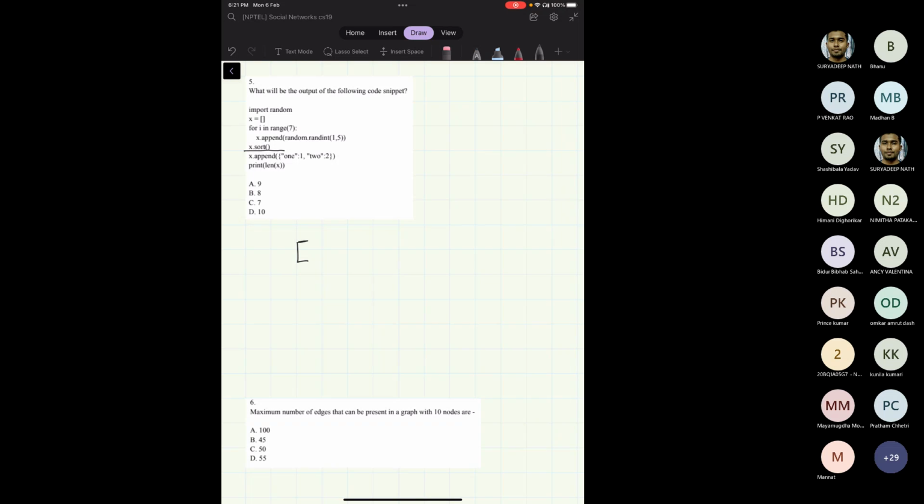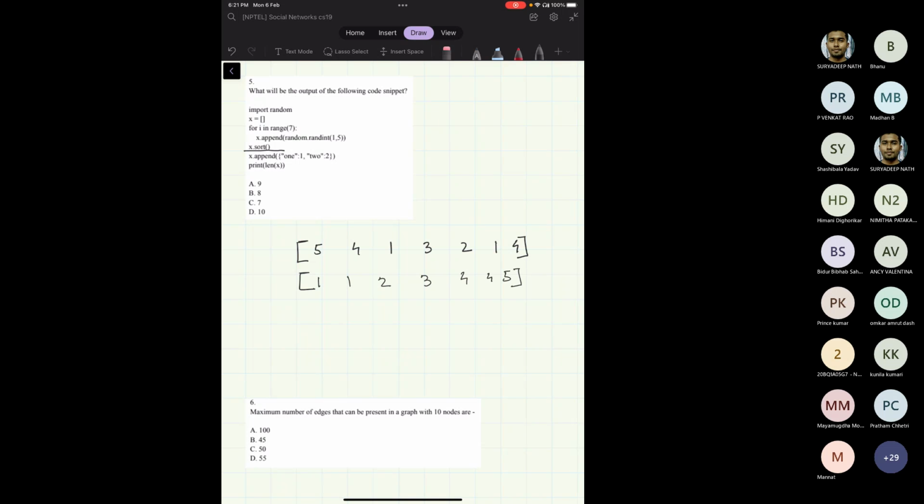Okay, so it could be 5, 4, 1, 3, 2, 1, 4. So these are the 7. This is the list that you get till this sort statement is executed, and then you sort it. So on sorting, it will become 1, 1, 2, 3, 4, 4, 5.